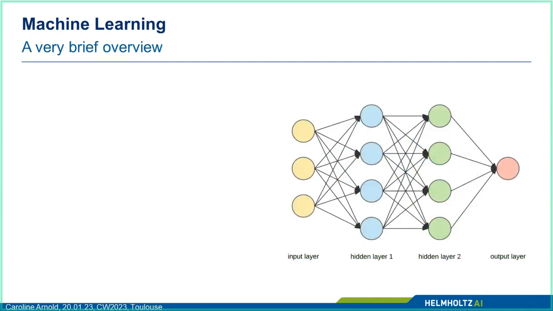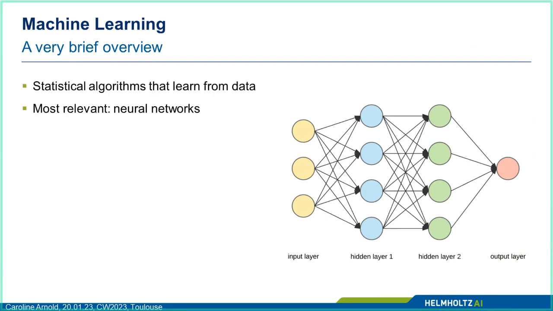So I'm going to give you a one-slide overview of machine learning. This will be very brief. In general, machine learning algorithms are statistical algorithms that learn from data. So you present the algorithm with training data, and then later it is able to reproduce something that is similar to what it has seen during training. Most relevant are so-called neural networks that you can see here on the right side that transform inputs to output layers by going through a series of so-called neurons. These are the individual circles here.